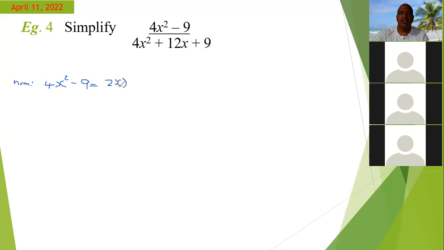2x all squared minus 3 squared. Yes, sir. We factorize it. When we factorize, we get 2x plus 3 in one bracket. We put down the bases in the brackets. And then 2x minus 3 in the other bracket. Then you put a plus in one bracket and a minus in the next bracket. All right, so that would give you our numerator. Those are the factors for our numerator.